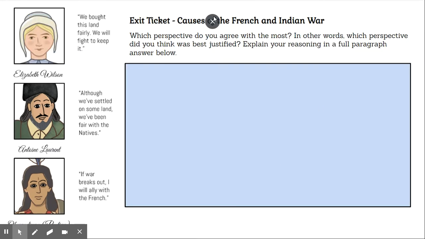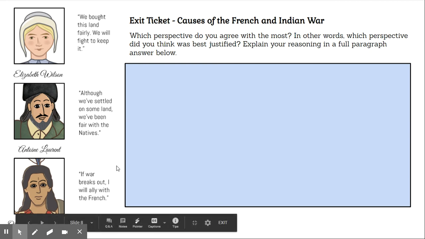And then this is the last thing that you need to do for the causes of the French and Indian War. What perspective do you agree with most? So we bought this land fairly. We will fight to keep it. Although we've settled on some land, we've been fair with the natives. If war breaks out, I will ally with the French.